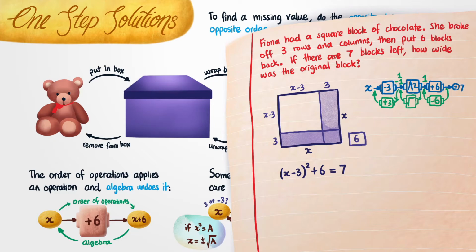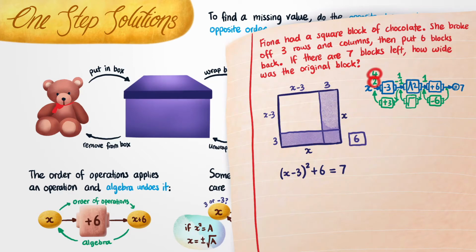So in the case that this number over here was minus 1, then we'd actually add 3 to get the number 2. But in the case that the number was actually positive 1, if you add 3 to it, you'd get the number 4. So this just tells us that Fiona could have either started with a 4x4 block of chocolate or a 2x2 block of chocolate.